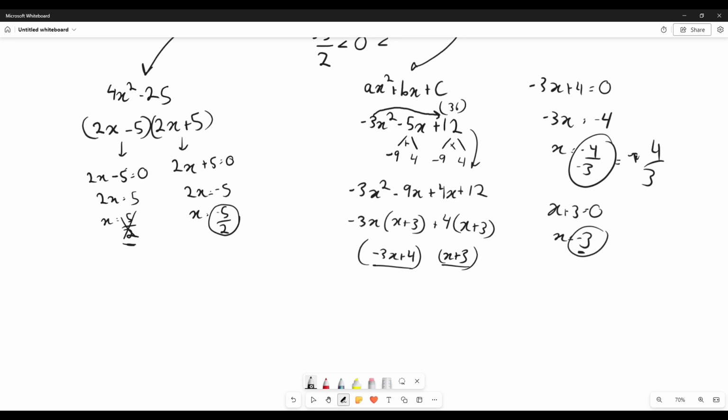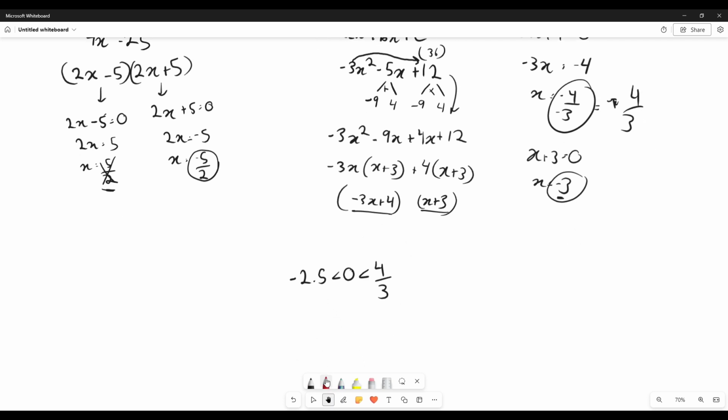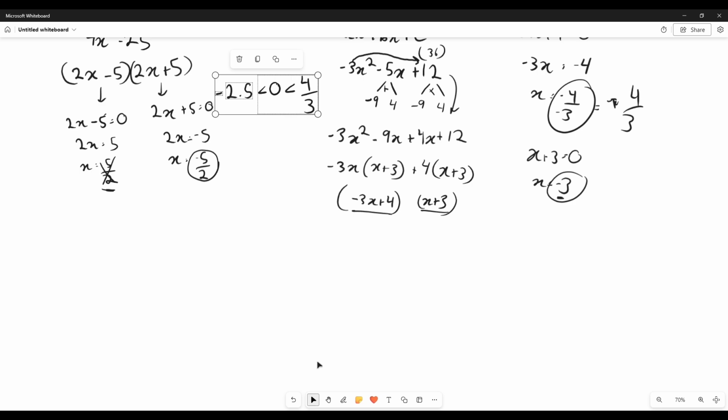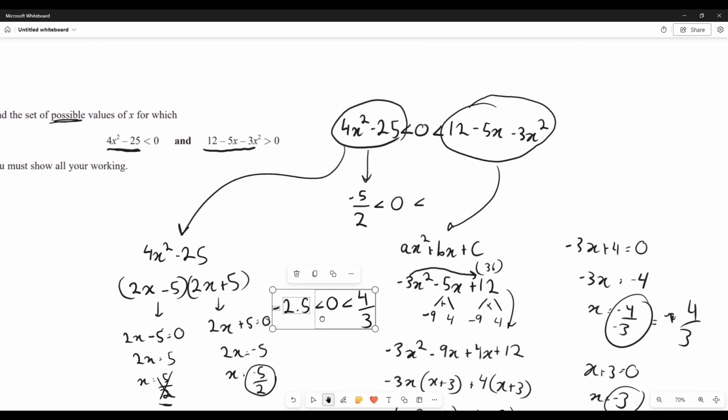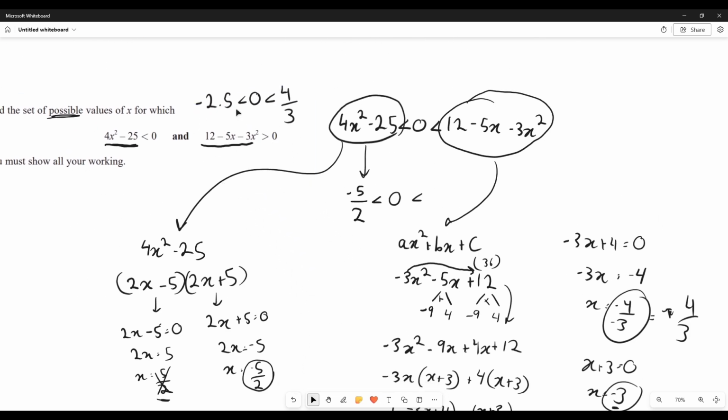So all we do is we put it as an inequality, minus 2.5 is less than x, which is less than 4 over 3. You could even try this if you want to, because these inequalities would solve both inequalities that we have here. They would both solve this equation and this equation. They would both be able to satisfy all of these values.